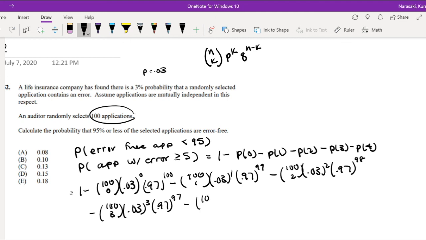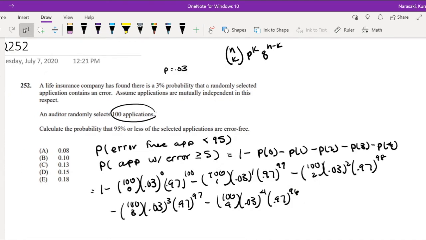100 choose 3, 0.03 to the 3, 0.97 to the 97, and then lastly, 100 choose 4, 0.03 to the 4, 0.97 to the 96. So let me plug that into my calculator real quick. So this is approximately equal to 0.1821, which is our answer E.